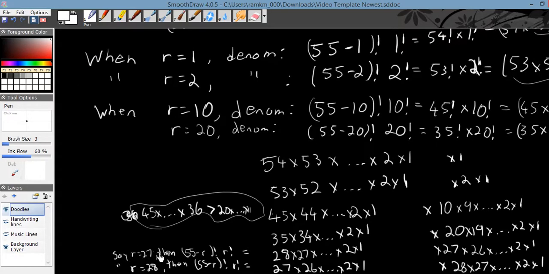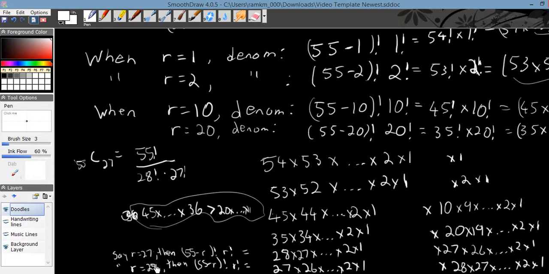So let's say r is 27. This would mean that we are drawing 27 cards out of 55. So we would have 55 choose 27. This would be 55 factorial divided by 55 minus 27 factorial, that's 28 factorial times 27 factorial, right? So the denominator here would be 28 factorial times 27 factorial. That's 28 multiplied by 27 all the way down to 1, then times 27 multiplied by 26 all the way down to 1.